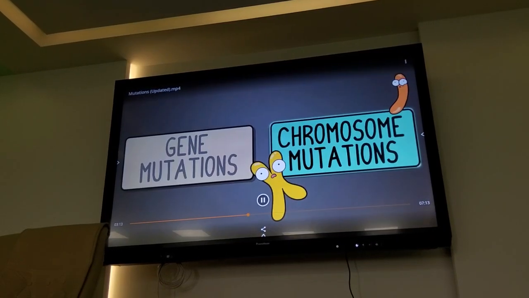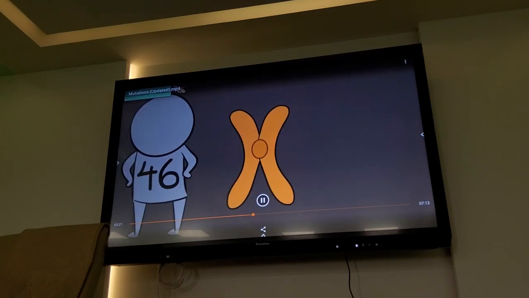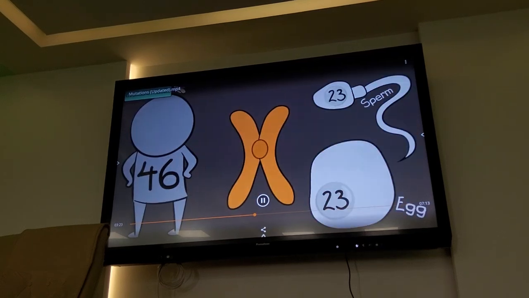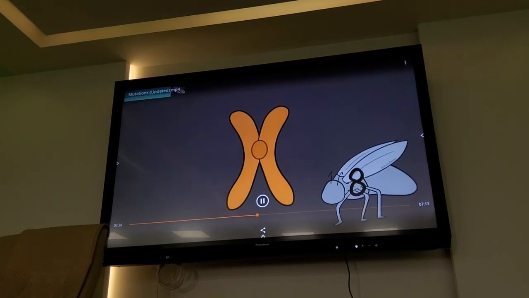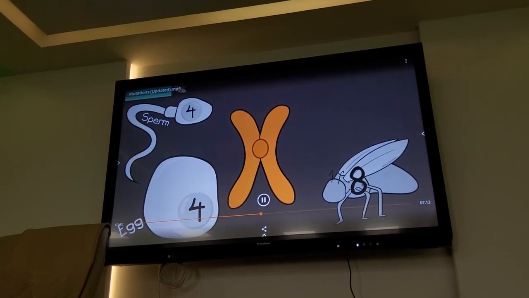There are also chromosomal mutations. Remember that chromosomes are made up of DNA and protein, highly organized, and they have lots of genes on them. The human chromosome number is 46, with 23 from an egg cell and 23 from a sperm cell. This type of fruit fly here, however, has 8 chromosomes, so 4 came from an egg cell and 4 came from a sperm cell.